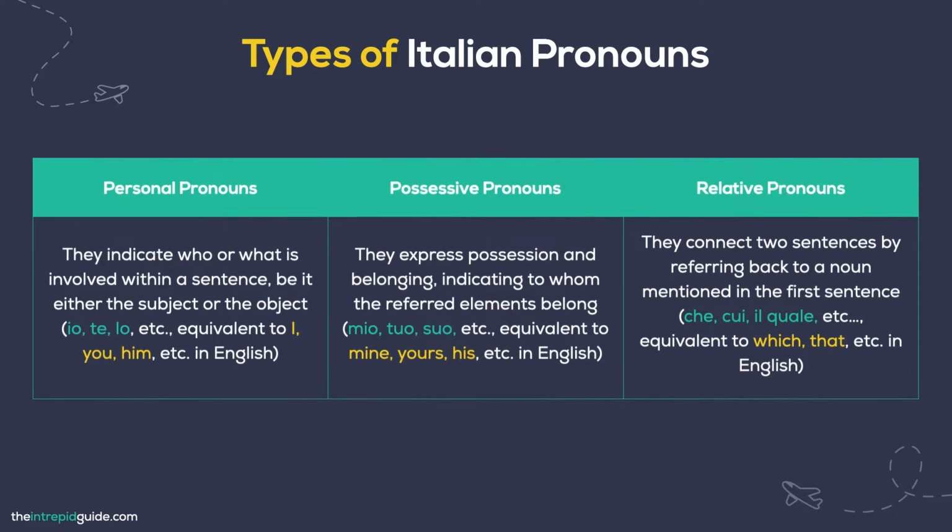Let's take a look at key Italian pronouns. We have personal pronouns. They can indicate who or what is involved within a sentence, be it either the subject or the object. This is the equivalent to I, you, him, and so on in English. Possessive pronouns. They express possession and belonging, indicating whom the referred elements belong to. This is the equivalent of mine, yours, or his in English. Relative pronouns. These connect two sentences by referring back to a noun mentioned in the first sentence. This is the equivalent of saying which or that in English.